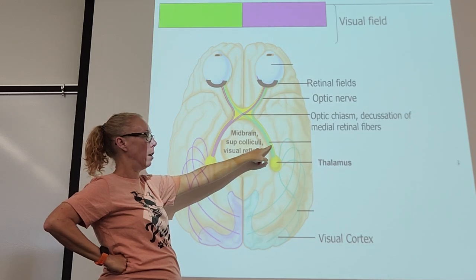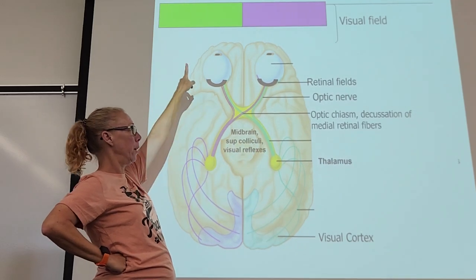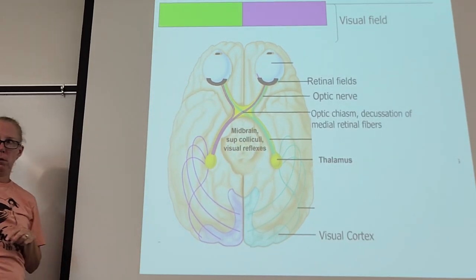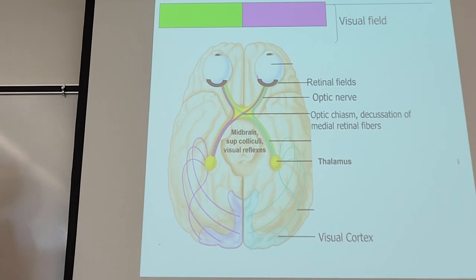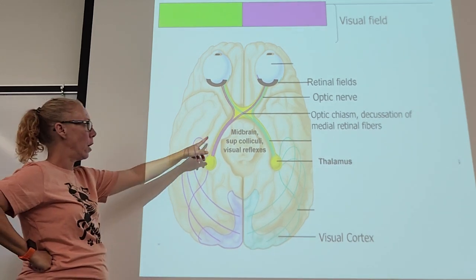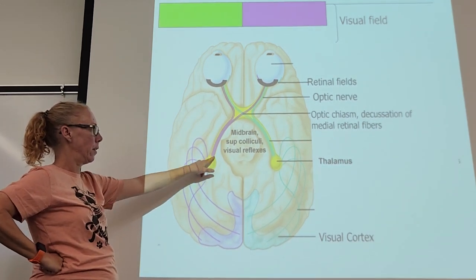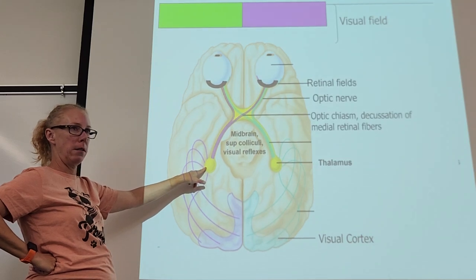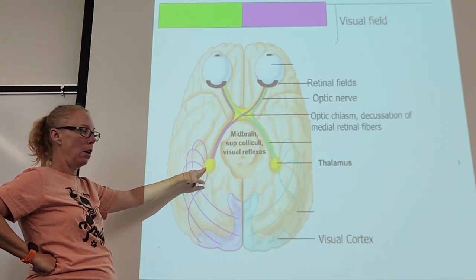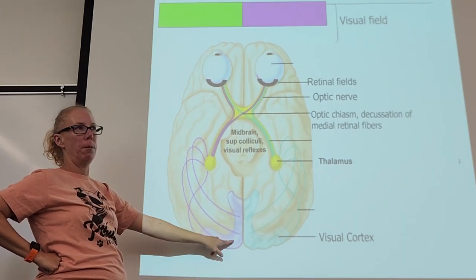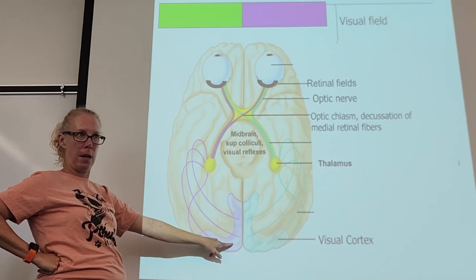Information in the right optic tract is only coming from the left visual field. Okay? And those optic tracts are going to synapse in the thalamus, big surprise, main sensory relay station, and those fibers are then going to terminate in the occipital lobe. Okay?